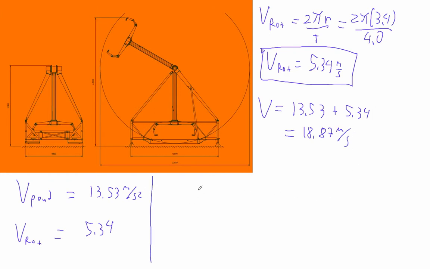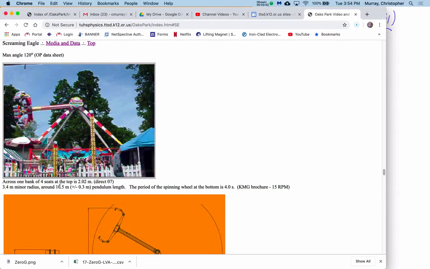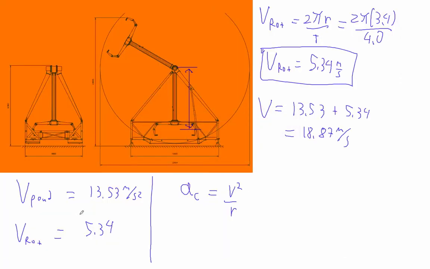Now to figure out our acceleration, it's going to be v squared divided by r. But what to use for r? r is going to be this distance here. That's what we are going to use. So what is that? Well, just go back to the website. That is about 10.5 meters right there. So let's use that. We're going to go 18.87 squared over 10.5. And remember, this is like our maximum. So I'm going to square that guy, divided by 10.5, and I get 33.9 meters per second squared.